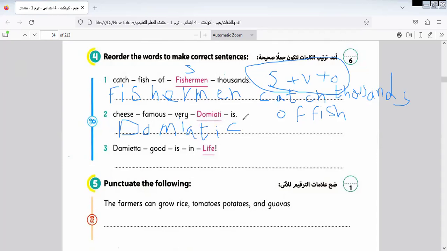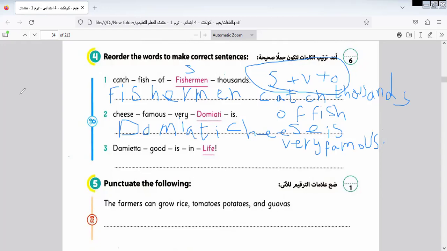Domyati cheese is very famous. And I put a full stop at the end of the sentence, okay?